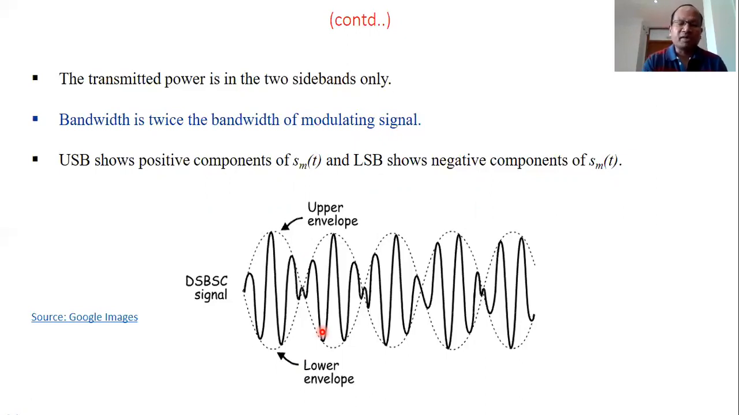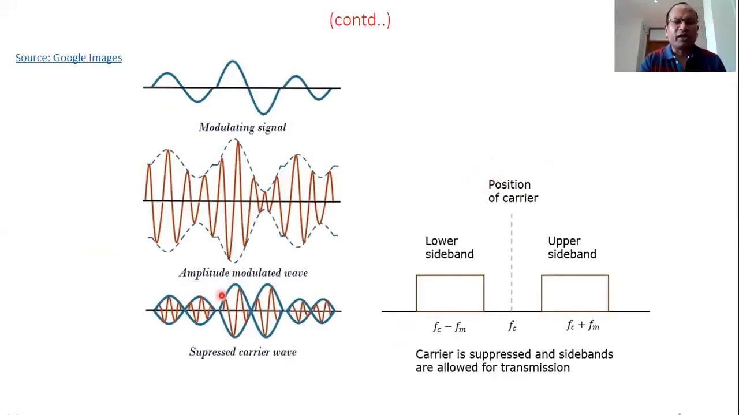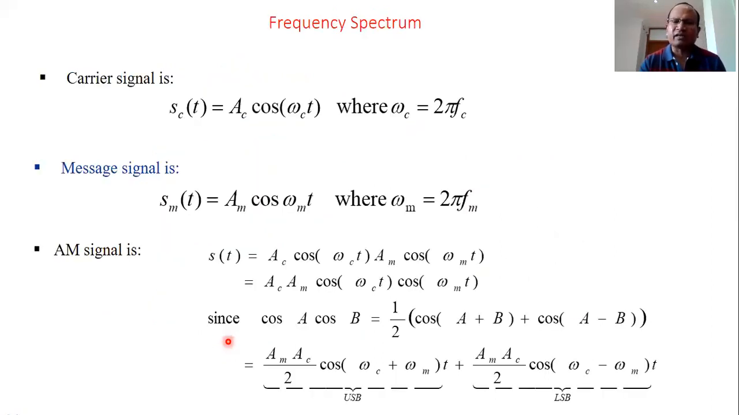So the bandwidth of the message signal may be any value. This may extend from some lower frequency to an upper frequency, where the lower frequency may become 0 Hertz. But even if it is not 0 Hertz, whatever bandwidth is occupied by the message signal, twice that bandwidth the AM signal, that is DSBSC, will occupy. So USB shows the positive component of SMT, and LSB shows the negative component of SMT. Here also we have explained that the positive component is the upper sideband, and the negative component is the lower sideband.